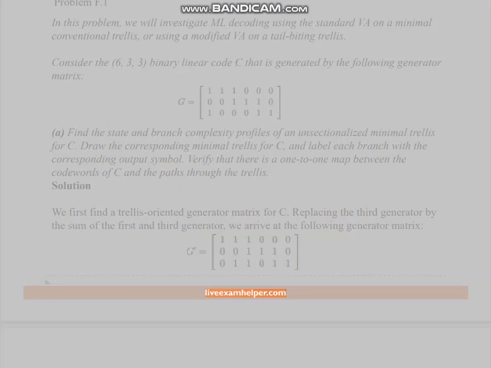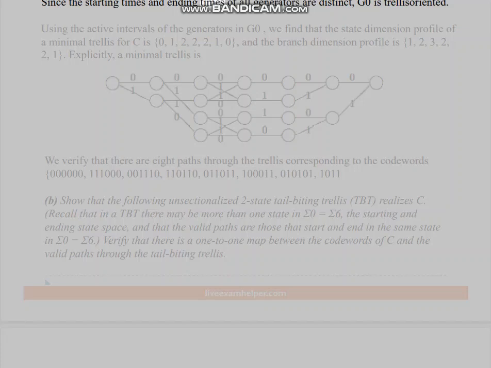Since the starting times and ending times of all generators are distinct, G0 is trellis-oriented. Using the active intervals of the generators in G0, we find that the state dimension profile of a minimal trellis for C is 0, 1, 2, 2, 2, 1, 0, and the branch dimension profile is 1, 2, 3, 2, 2, 1. Explicitly, a minimal trellis is.